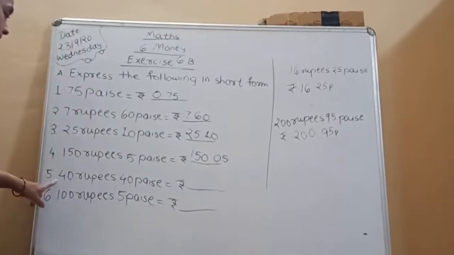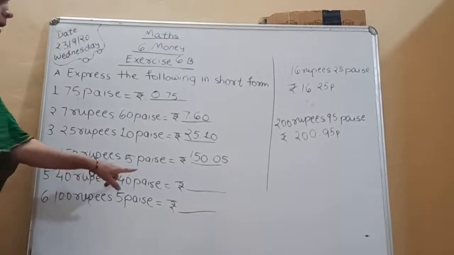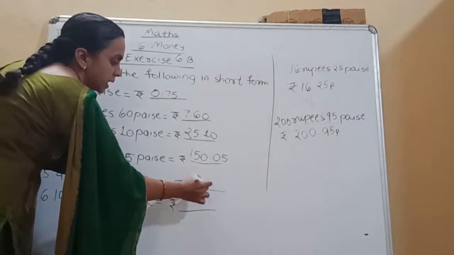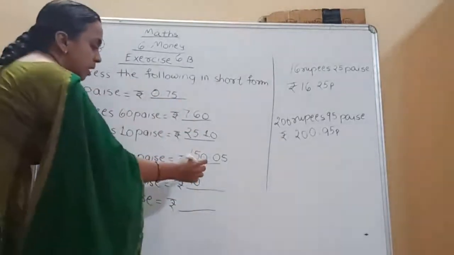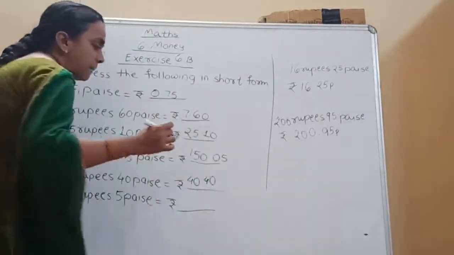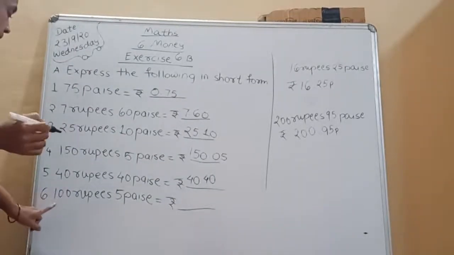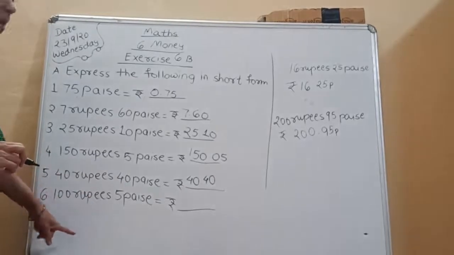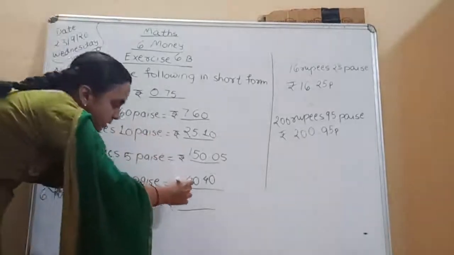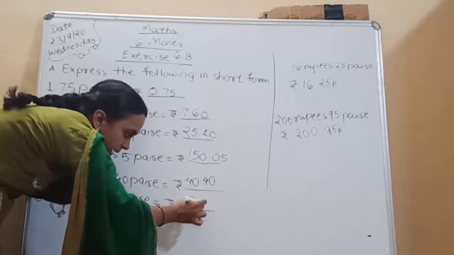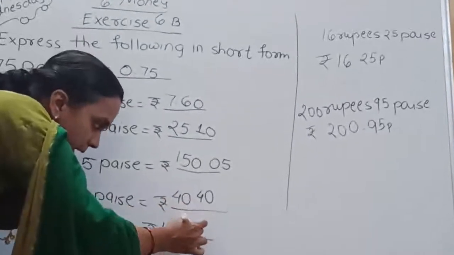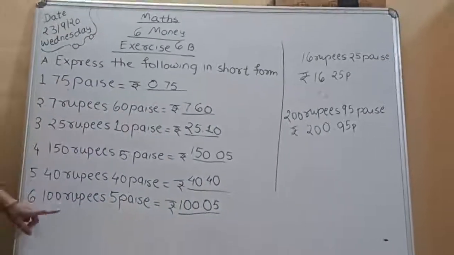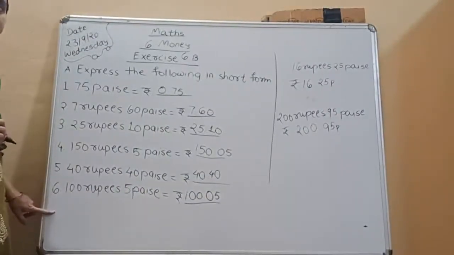Now see the fifth example. 40 rupees 40 paise. We have to write 40, then give a small dot, then write 40 paise. Okay. Now the sixth example is 100 rupees 5 paise. Again same to same. Just write down 100, then give a small dot and then write 0, 5. So in this way complete all the examples.